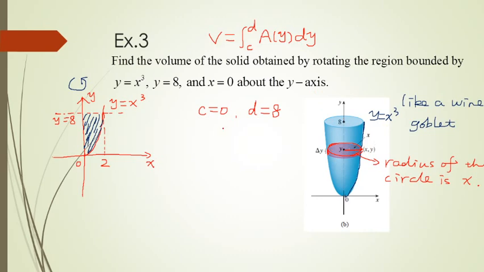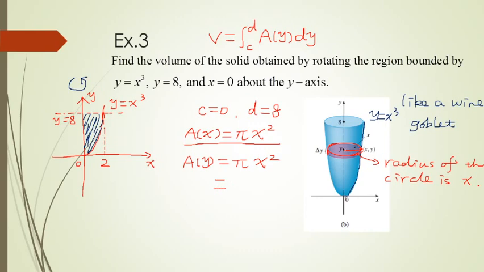So we figure out the cross section at the point y, then the radius will be x, right? The radius will be x. So the cross section area, A of y, will be pi x squared, right? But we express it with x, so we need to change it to y. So how can we rewrite x in terms of y?